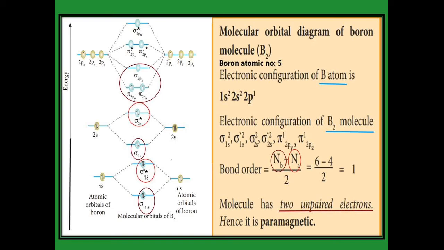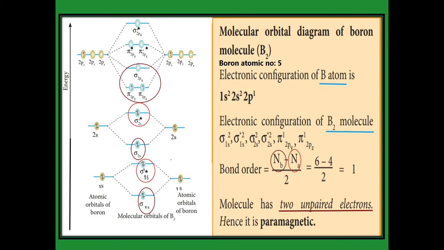Now bond order. The bonding orbitals are indicated by the maroon color circles, and only those you have to count. Sigma 1s contains 2 electrons, sigma 2s 2 plus 2 is 4, and pi 2py and pi 2pz have 2 electrons, so totally 6. The anti-bonding orbitals are indicated by red color circles. Sigma star 1s has 2 electrons, sigma star 2s has 2 electrons, 2 plus 2 is 4. So 6 minus 4 divided by 2, we get 1.